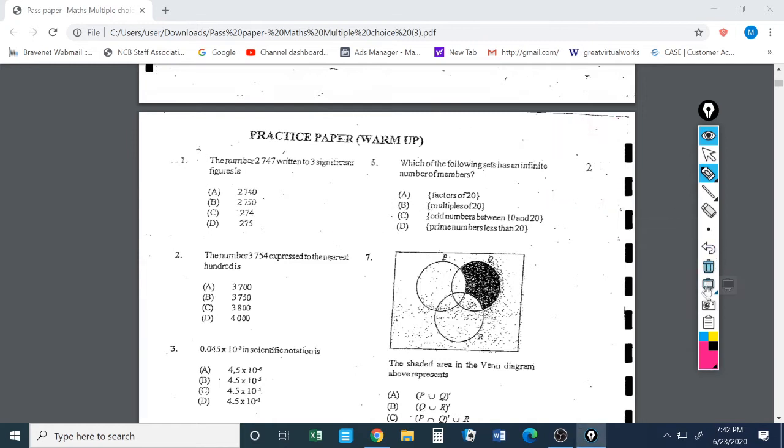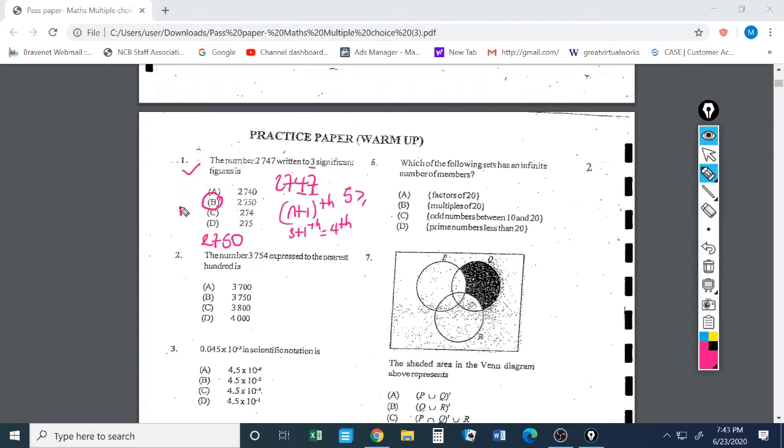Okay, guys, let's get started with number one. It says the number 2747 written to three significant figures is. For three significant figures, what we have to do is look at the n plus 1th significant figure. In this case, 3 plus 1th significant figure, which is the fourth one. If this is greater than or equal to 5, then we round this one up. So we should actually get 2750, and the answer is B.